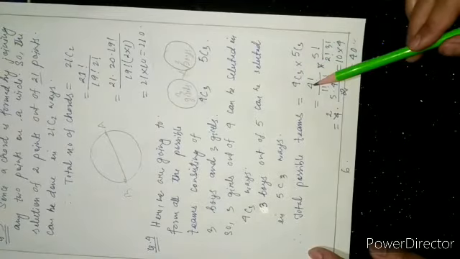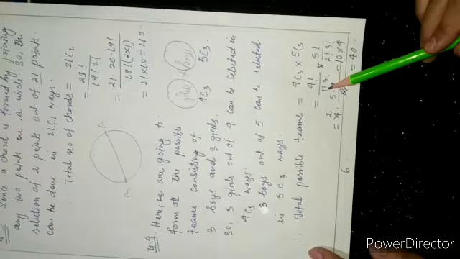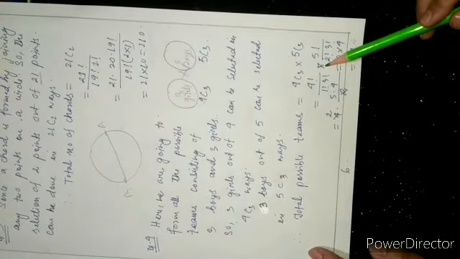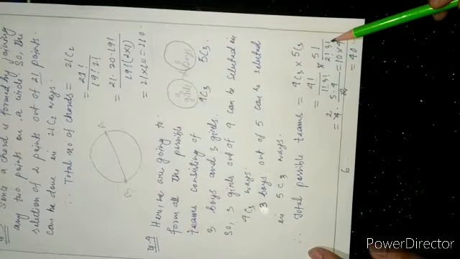4C3 is 4 factorial by 4 minus 3 factorial, that is 1 factorial into 3 factorial, into 5 factorial by 5 minus 3, that is 2 factorial into 3 factorial.